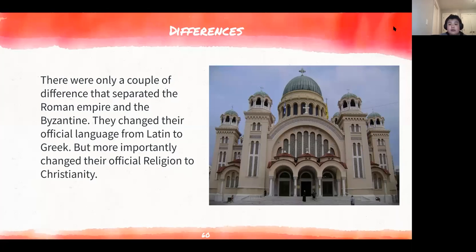So what is different about the Roman Empire and the Byzantine Empire? There's only a couple of differences that separated the Roman Empire from the Byzantine Empire. Firstly, they changed their official language from Latin to Greek. But more importantly, they changed their official religion to Christianity. Like I said before, the Romans believed in a religion that had Neptune, Jupiter, and many gods. But they changed their religion to Christianity. It's the same in every place in Europe. You can see this is a church in Constantinople, I think. Yeah, it's a Catholic church with the Christ symbol.